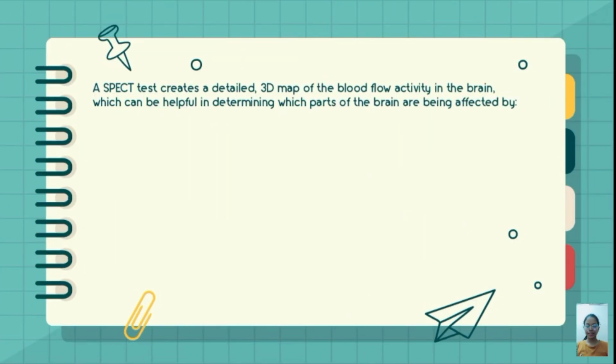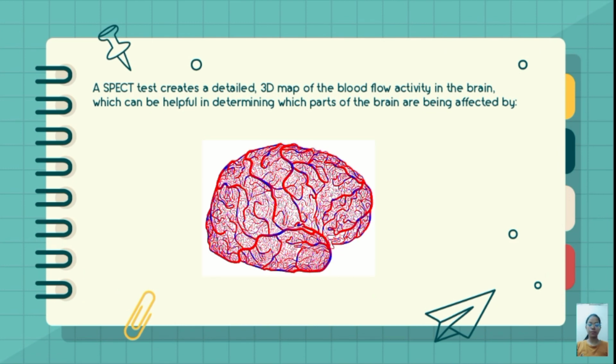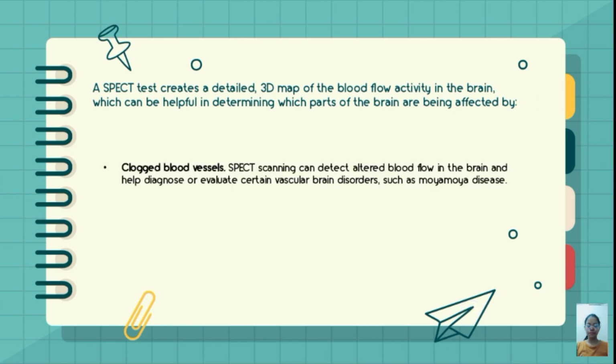So a SPECT test creates a detailed 3D map of the blood flow activity in the brain, which can be helpful in determining which parts of the brain are being affected. First is clogged blood vessels. SPECT scanning can detect altered blood flow in the brain and help diagnose or evaluate certain vascular brain disorders such as moyamoya disease.